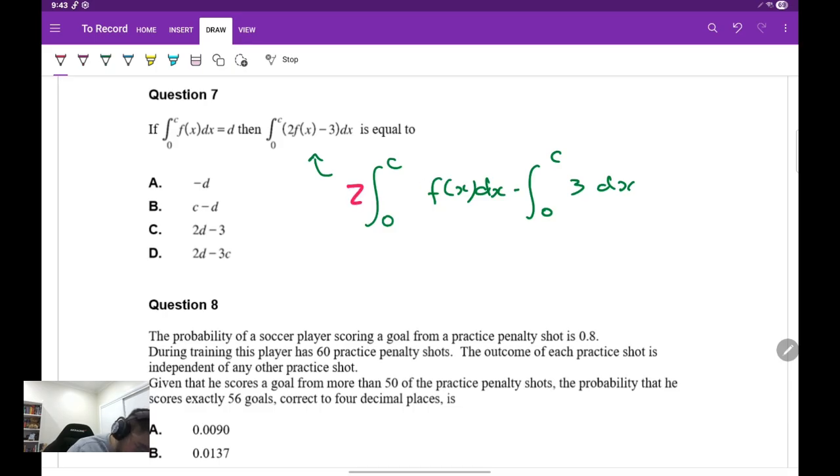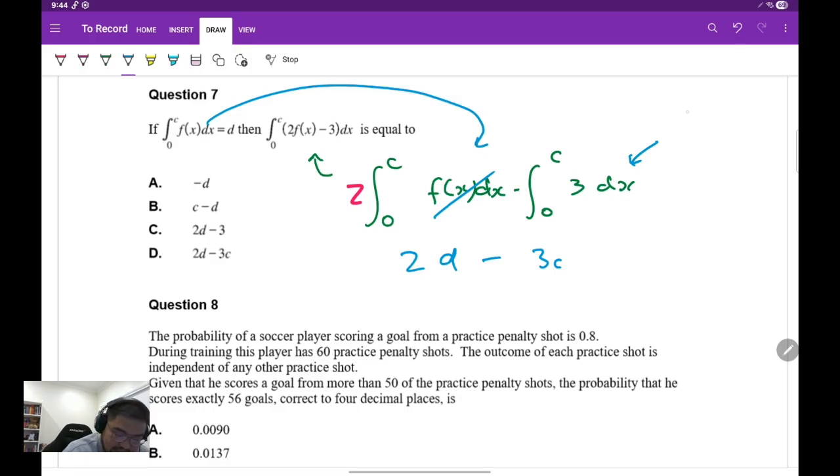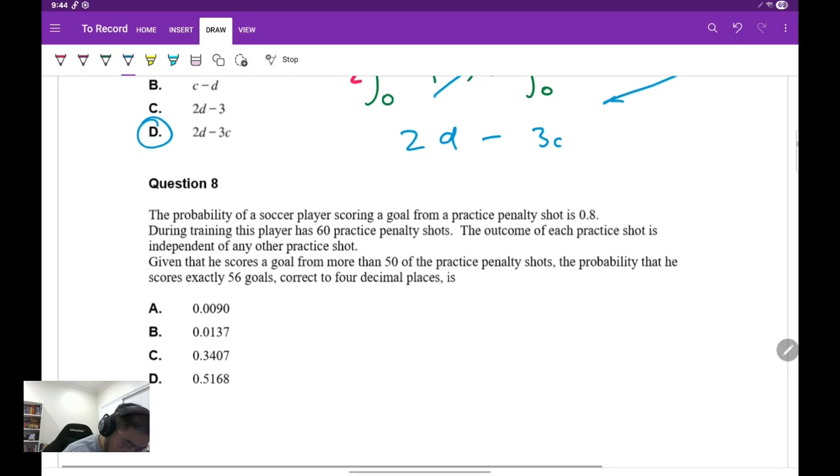Okay, and then once we have got this, we can apply this principle where this turns into d, so this becomes 2d minus the antiderivative of 3 from 0 to c. Okay, so that's actually 3c. I'll show you why. Because the antiderivative of 3 is 3x, and we're evaluating that from 0 to c. So that's 3c minus 0, and that's why we get 3c there, which means that the answer is 2d minus 3c, D.